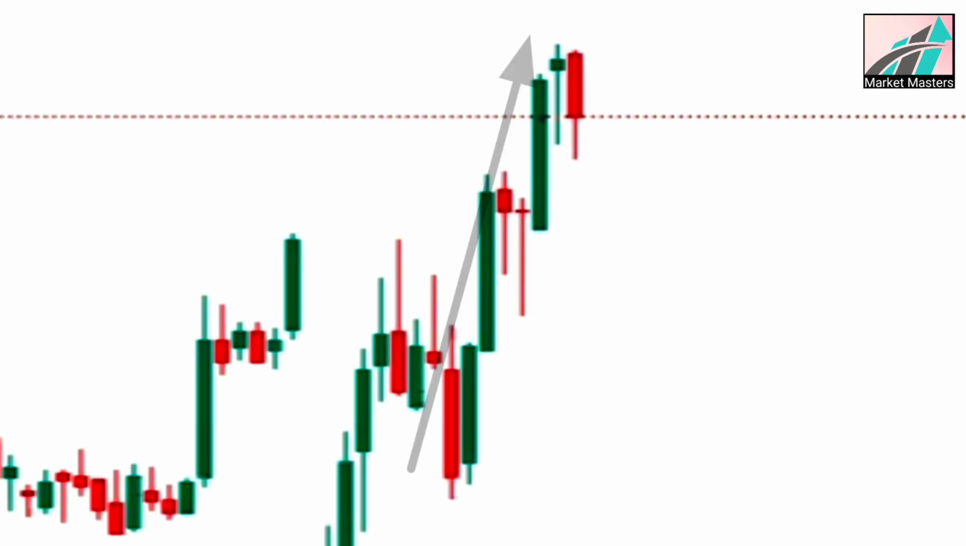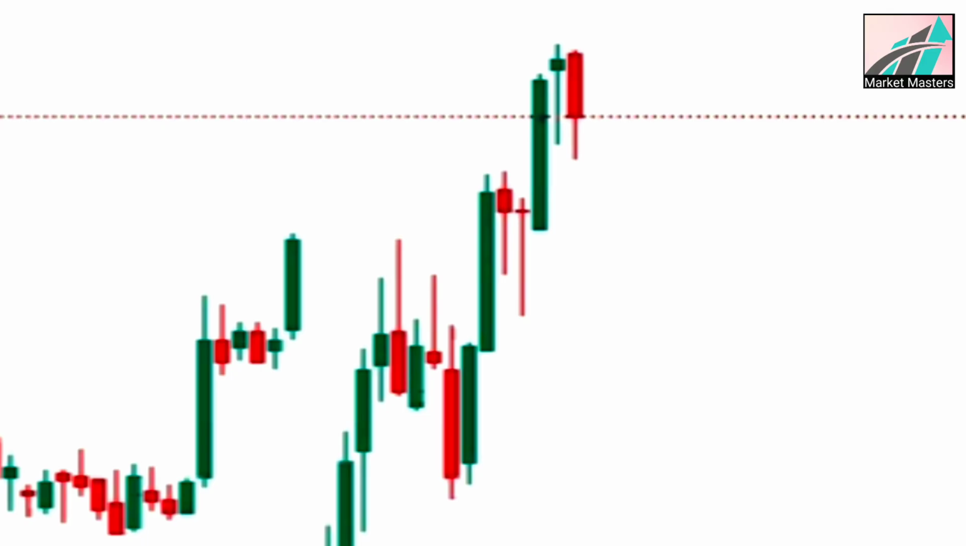We will mark the price movement up to this high as a single leg, and at the top we will mark this red candle as a pullback because it breaks the low of the previous candle. This is how we mark market structures. We will dive deeper into the details in the next video.